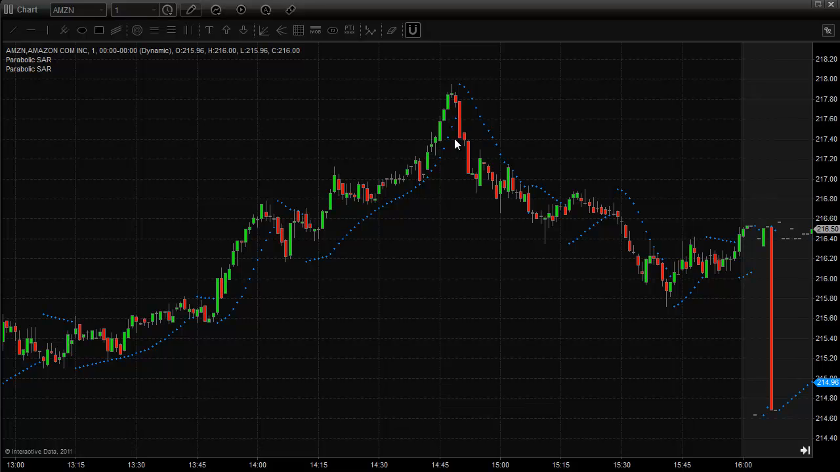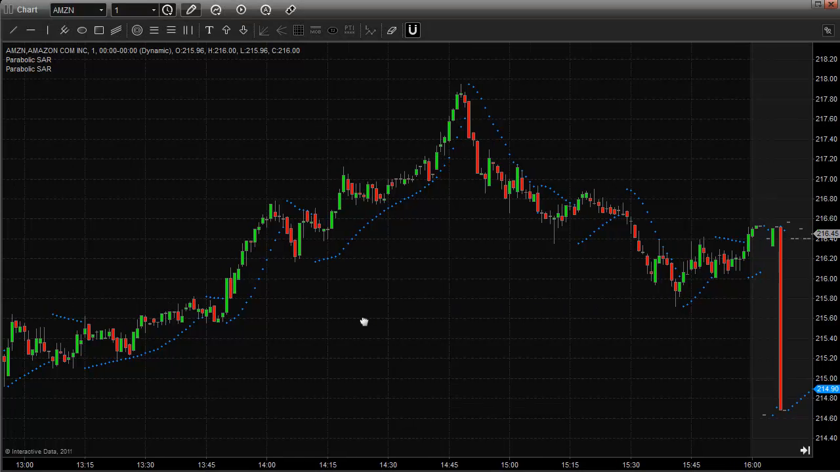Now this mainly works when a stock or instrument is trending. It's not as good when you get into a lot of choppy price action. You can see on this chart at the end of the day it started to get choppy and there was a lot of false signals. You couldn't just follow these SAR lines. A lot of whipsaws get you in a trade, you get stopped out. And so you really need to use it when a stock is trending.